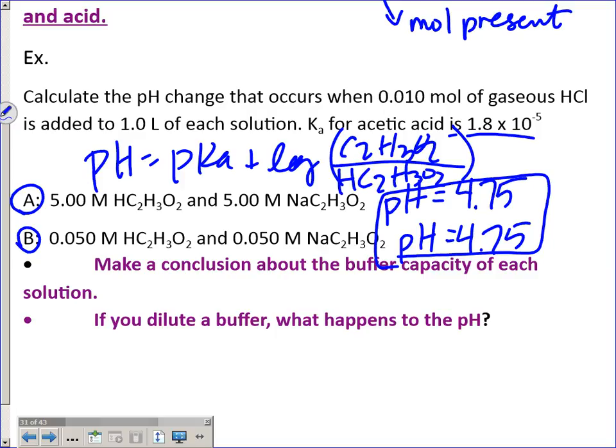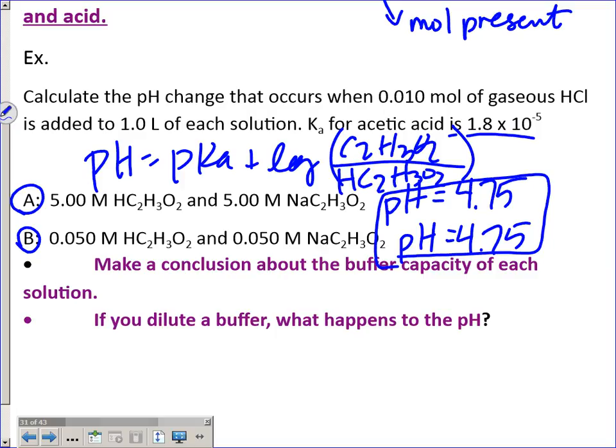Okay, so which has more capacity? A, right? Because it has the ability to adjust for more strong acid and base, because it has 5 moles to work with, whereas this only has 0.05 moles to work with. So if you were trying to have a buffer that would accommodate a large amount of strong acid or base, I would choose the first one.